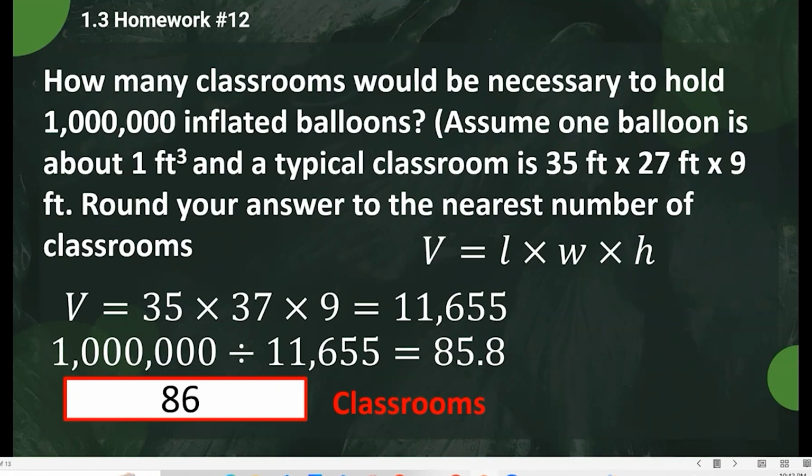All right, you have a few word problems that are similar to this, where you're going to have to use some estimation and things like that. All right, that is section 1.3. If you have any questions, please feel free to reach out to me.